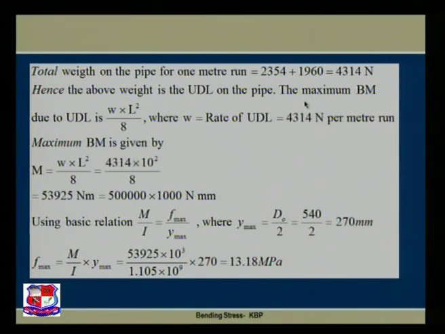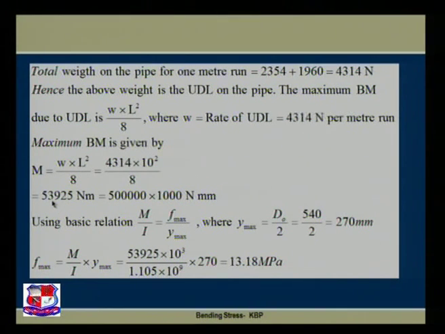Maximum bending moment due to UDL is WL square by 8, where W is the rate of UDL, that is 4314 Newton per meter run, that we have already found out because we have taken per 1 meter length. So maximum bending moment is given by the equation WL square by 8, where W is nothing but the total weight of the pipe for 1 meter run, that is 4314 Newton per meter. Length which is given to us, that is our water main, is resting between the two supports, that is of 10 meter. So L is 10 meter and 8 is 8.